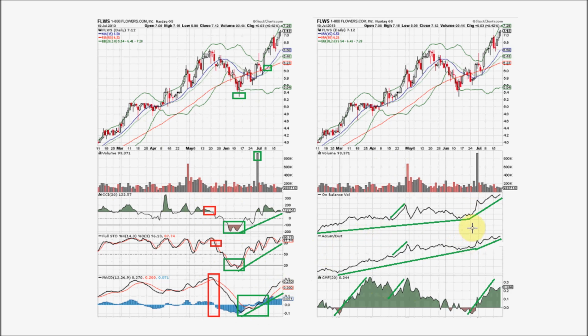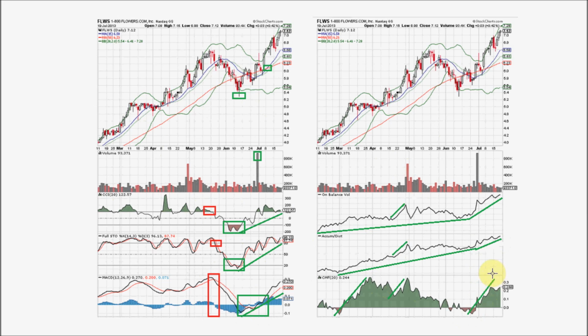On balance volume makes an even more vertical move up. Same thing with accumulation distribution, which is breaking out to 6-month highs above all of this resistance in this area. And money flow is from negative through the zero line, really sharply inclined up.